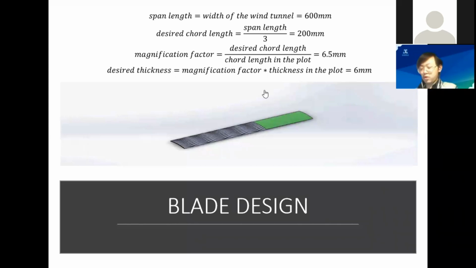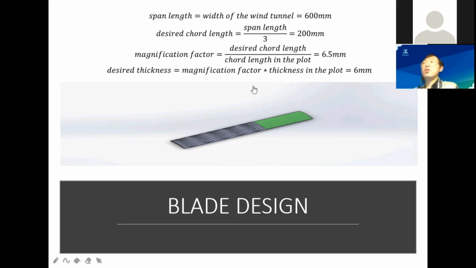I will talk about our blade design. Initially, we received the 2D plot of the blade, but we need to determine our desired dimensions by ourselves. In the lab, we measured the width of the wind tunnel, which is 600 mm long, and it should be equal to the span length of the blade. Besides, in the project, we assume that the desired chord length is 3 times shorter than span length, so it should be 200 mm. In the plot, the chord length is 31 mm, therefore magnification factor is about 6.5, and hence we can calculate the thickness of the blade.